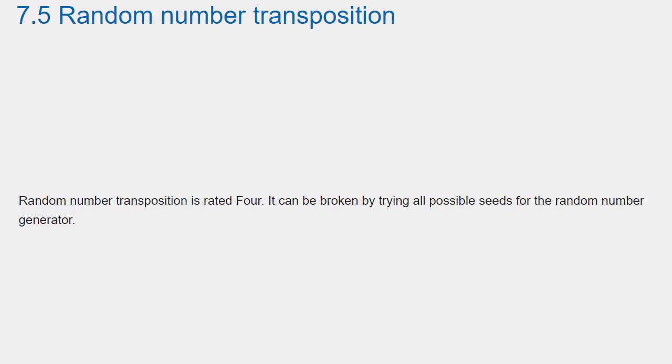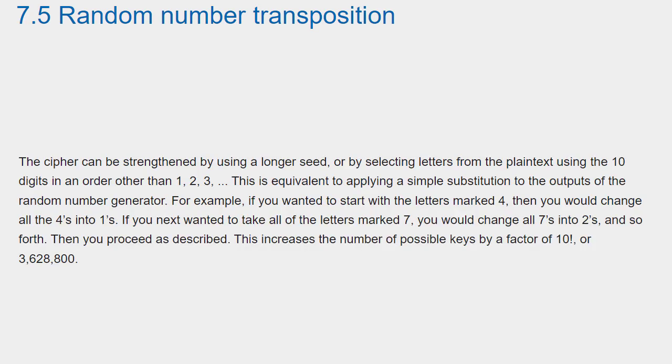Random number transposition is rated 4. It can be broken by trying all possible seeds for the random number generator. The cipher can be strengthened by using a longer seed or by selecting letters from the plain text using the 10 digits in an order other than 1, 2, 3.